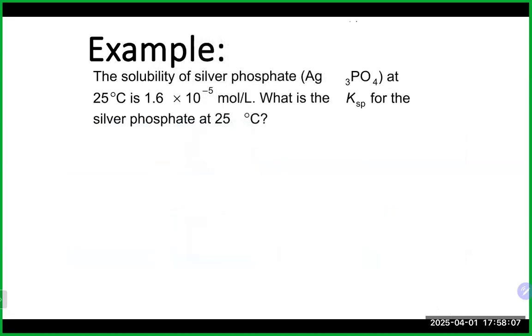So let's take a look at one here. The solubility of silver phosphate, Ag3PO4, at 25 degrees is 1.6 times 10 to the minus 5. We're looking for what is the Ksp for silver phosphate.